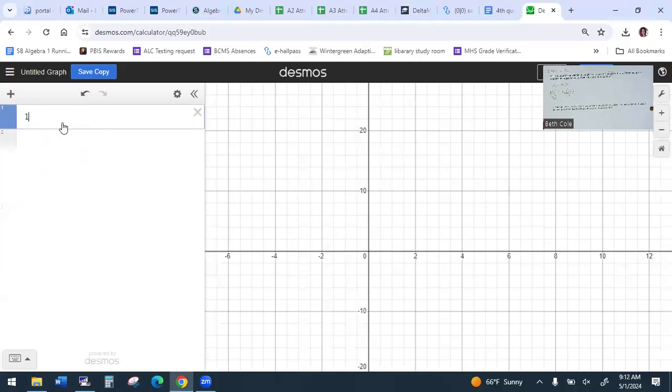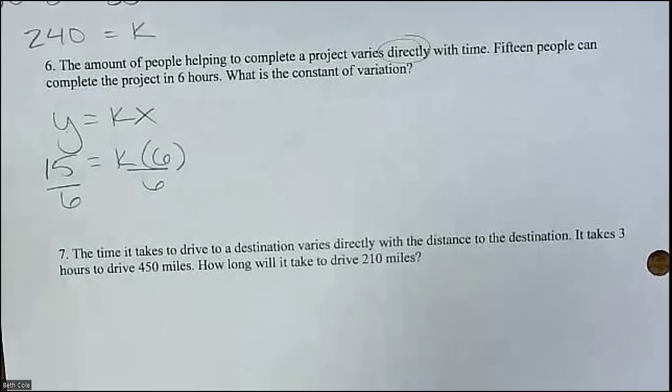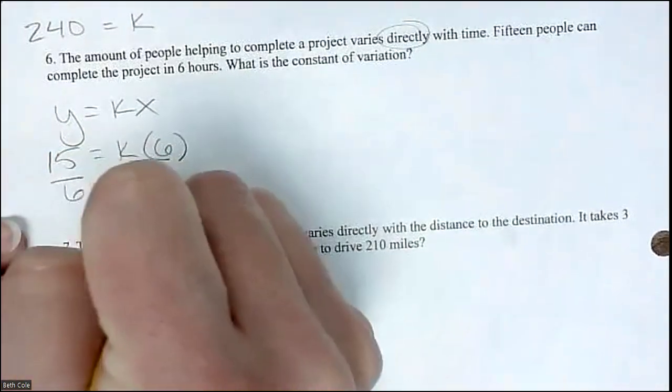What will they both divide by? 3. Good. But if you're not sure, look, I just typed 15 divided by 6 in here, turned it back into a fraction, 5 over 2. So, you know, use your calculator. So we get K is 5/2.